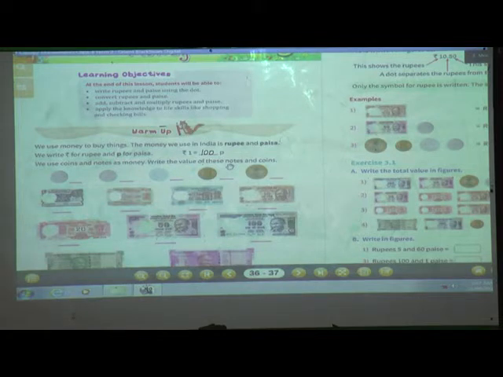Okay. Now we use coins and notes as money. See here, we are using nowadays coins and notes as money. Write the value of these notes and coins. Now I will show you one by one all the coins and notes which we are using nowadays. Okay, and we have to write their values.